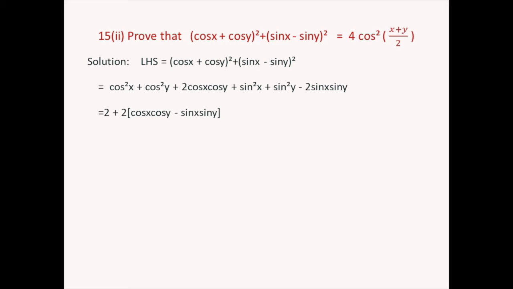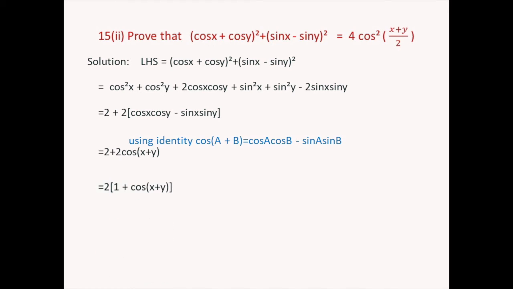Now I also know that cos square theta plus sin square theta is equal to 1. So therefore cos square x plus sin square x is 1. Another one is cos square y plus sin square y, giving you another 1 there. So I get now 2 plus 2 times cos x cos y minus sin x sin y. Now I also know the identity that cos of a plus b gives me cos a cos b minus sin a sin b.